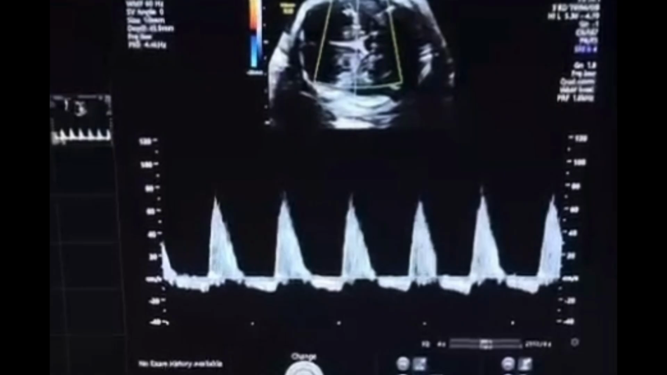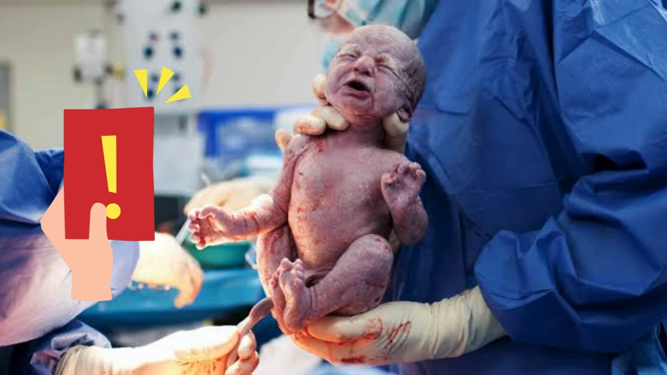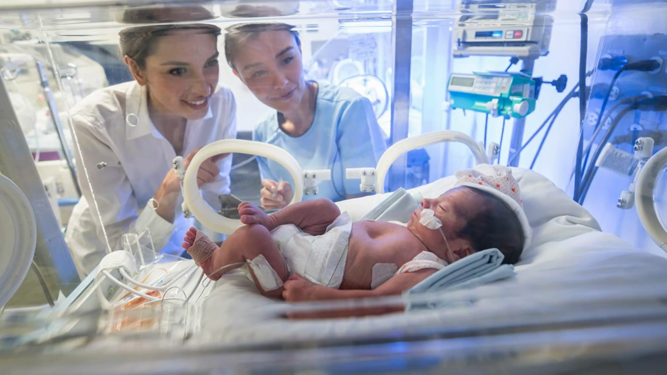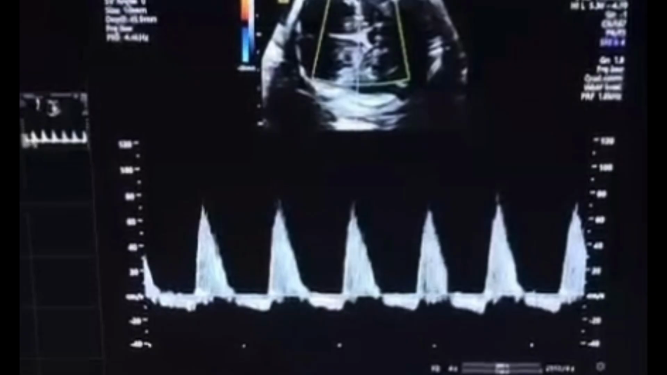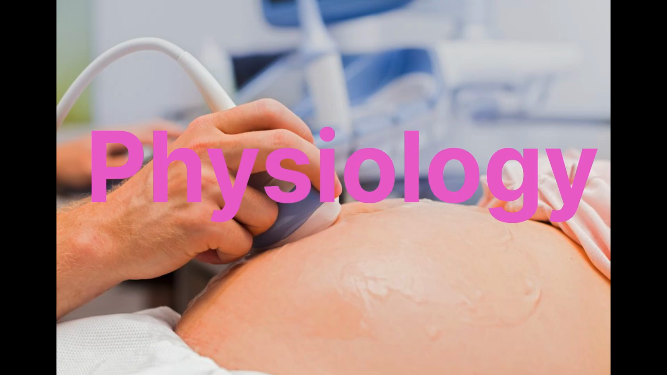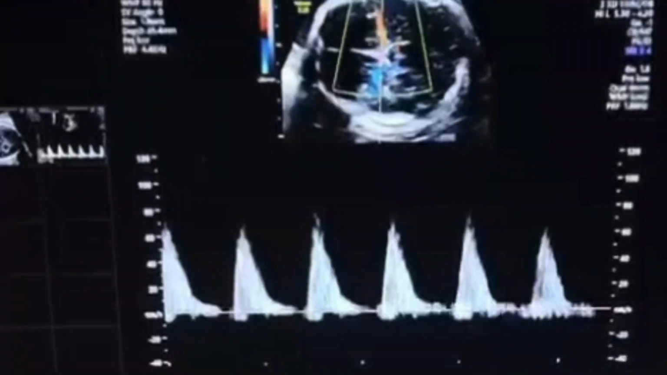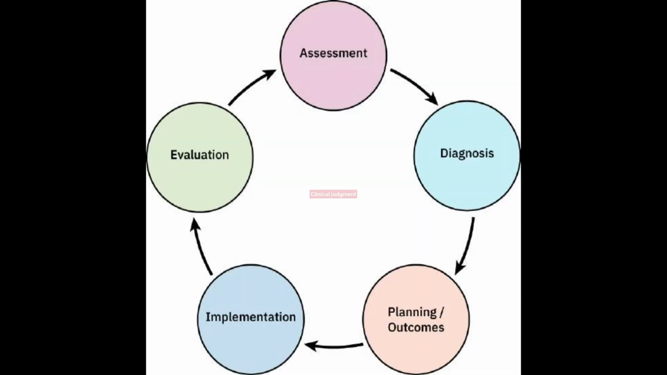Because one incorrectly interpreted Doppler waveform can potentially lead to an unnecessary emergency delivery. And unnecessary prematurity can have significant consequences for the baby and the family. So remember, don't just look at the waveform. Check the technique, understand the physiology, and then make your interpretation. Because fetal Doppler is not just about seeing a waveform, it is about physiology, technique, and clinical judgment.